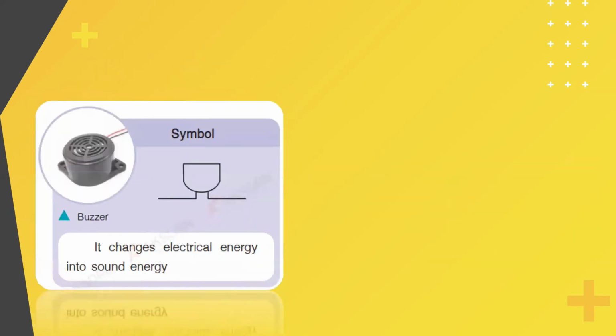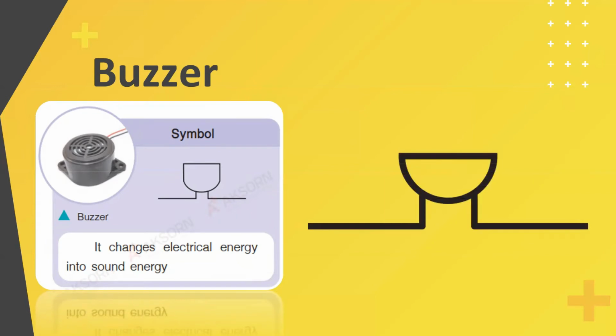Next, we also have the buzzer. What does the buzzer do? It changes electrical energy into sound energy. Class, a buzzer is a device that provides an audio signal in a circuit when a voltage is applied to it. Some buzzers are now used in switching sounds of electric home appliances such as microwaves, washing machines, calculators, smoke detectors, and telephone ringers, and many more. So class, this is the symbol for buzzer.